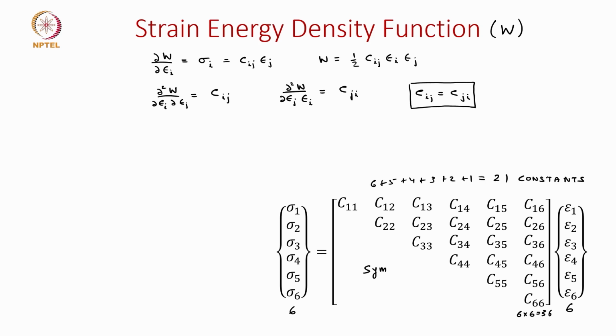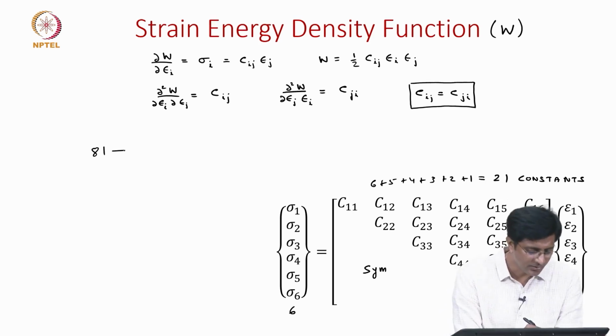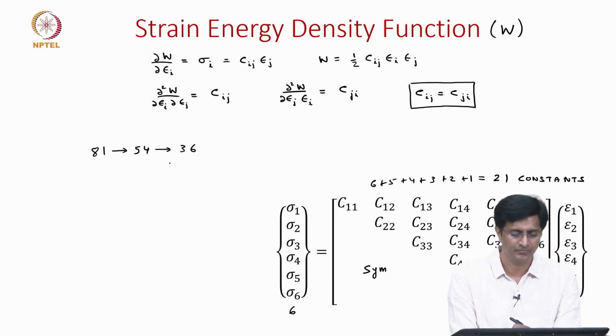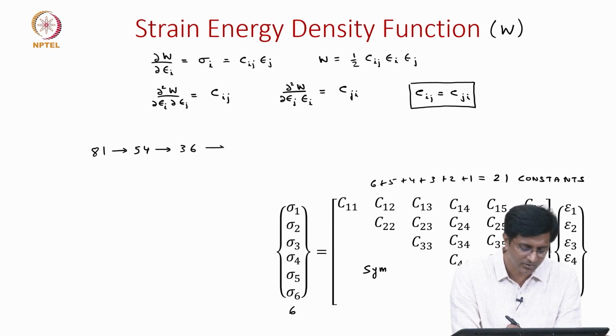So, what did we show? That we started with 81 constants, and because of the stress and strain symmetry we have reduced it into 54 with stress symmetry and to 36 with strain symmetry. But now that we are assuming that this material has a strain energy density function W, then we can further reduce it to 21. That is what we have shown.